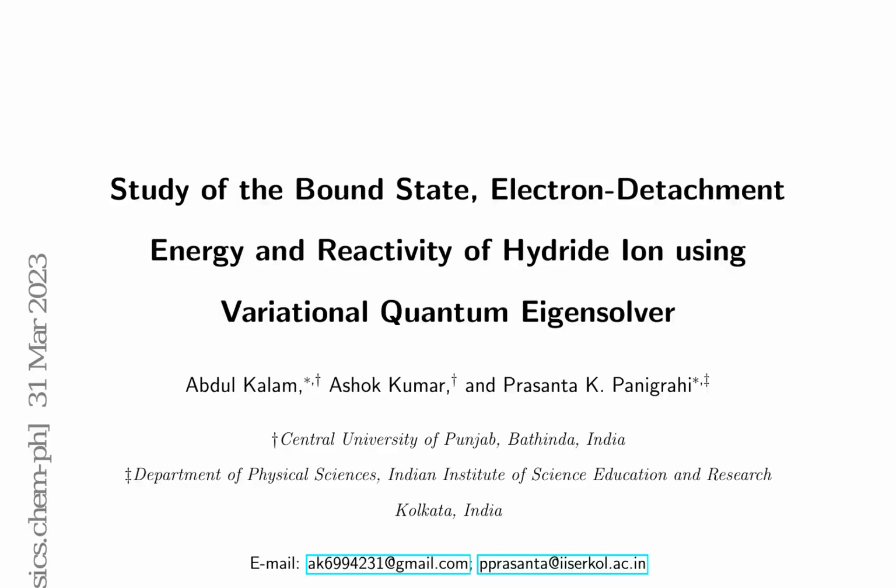The Variational Quantum Eigensolver (VQE) algorithm has emerged as a promising approach for estimating the stable energy state of molecules in the noisy intermediate-scale quantum (NISQ) era. This study applies the VQE algorithm to predict the ground state and single electron detachment energy of the hydride ion, a system characterized by high electron-electron correlation and numerous applications in astrophysics and quantum chemistry.